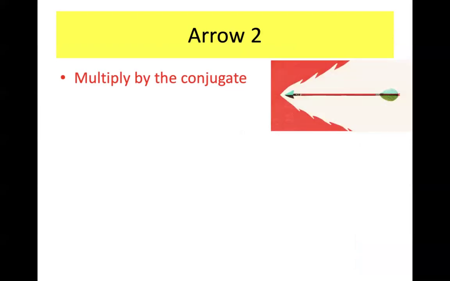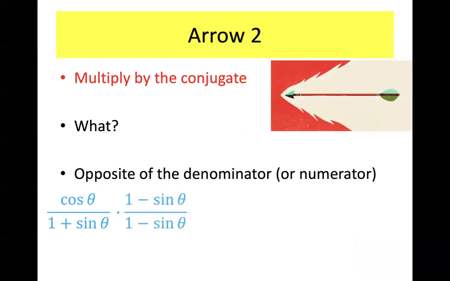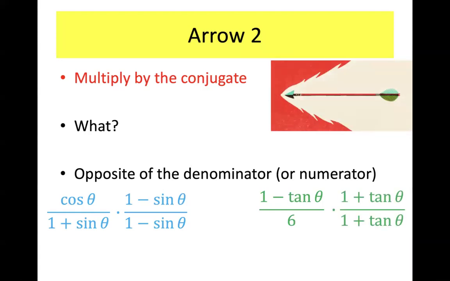multiply by the conjugate. Now, you won't always have a conjugate, but remember, that's the opposite of the numerator or denominator. So for instance, examples here in blue, if we multiply that by the conjugate, we would multiply top and bottom by 1 minus sine theta over 1 minus sine theta. Remember, we're just multiplying by 1. Another example, it doesn't have to be in the denominator, it could be the numerator. So we could multiply top and bottom by 1 plus tan theta on that green one. Okay, makes sense? So that's arrow number two.